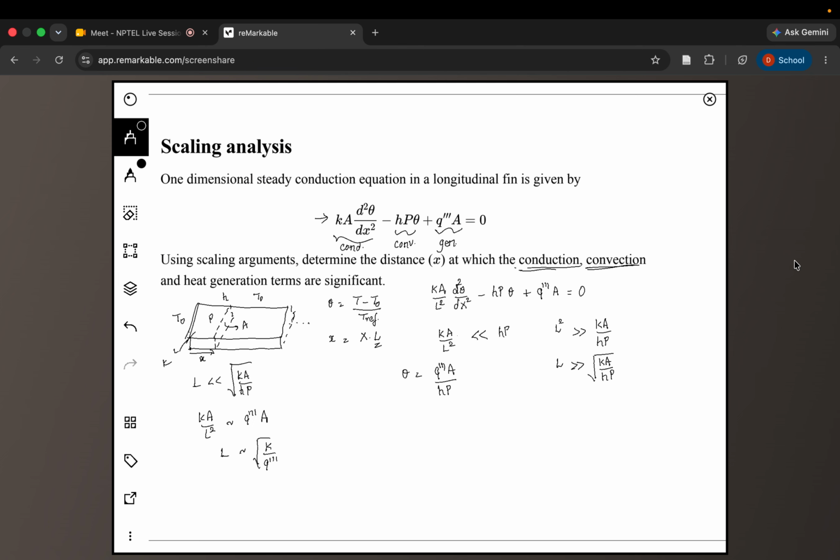So let's say the differential equation is like this: d square theta dx square minus, let's put some number, 4x plus 1 equal to 0. Let's say this is my differential equation, and my boundary conditions are, at x equal to 0, theta equal to 0, and at x equals infinity, theta prime equal to 0. So this is my system of equations that I am trying to solve. What is the solution of this system?